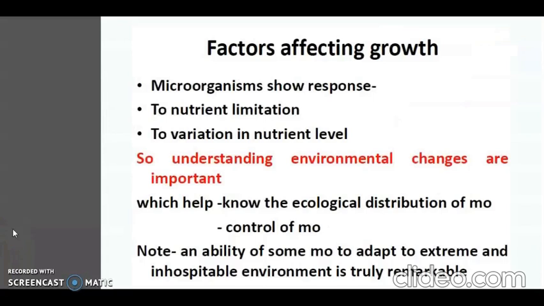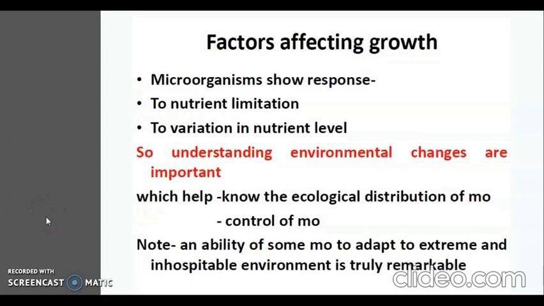Microorganisms show response to nutrient limitation and also to variation in the nutrient level. So, understanding of the environmental changes is very important, which helps us to know about the ecological distribution of microorganisms, and it also helps in the control of microorganisms. Also, the ability of some microorganisms to adapt to extreme and inhospitable environments is truly remarkable, and this property of the microorganisms has been exploited for a number of applications in different fields.